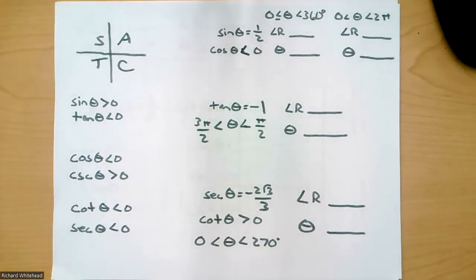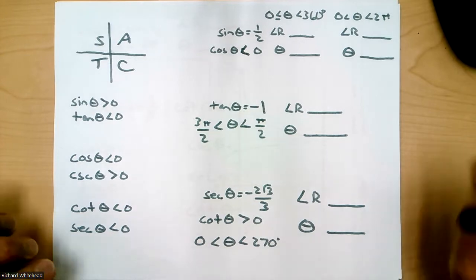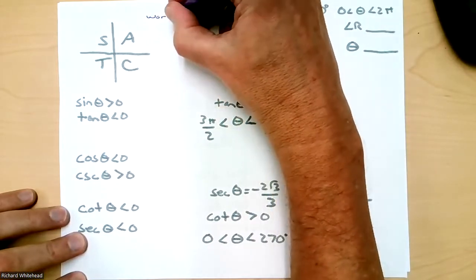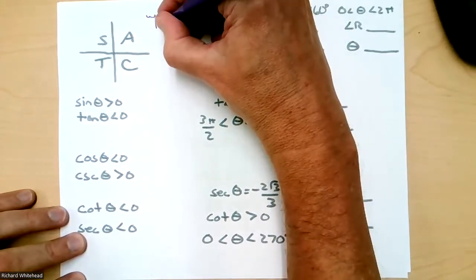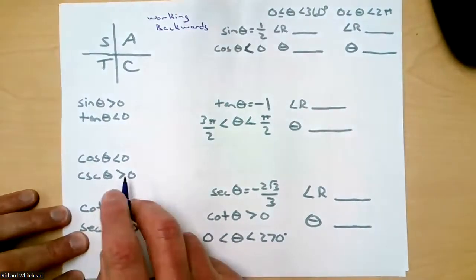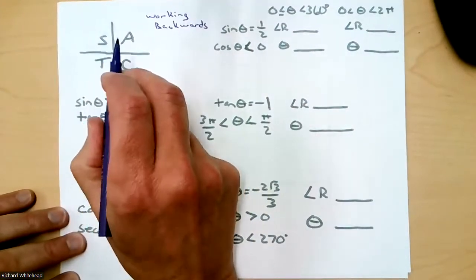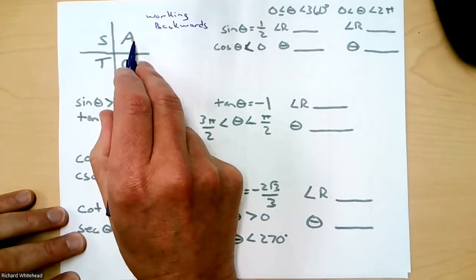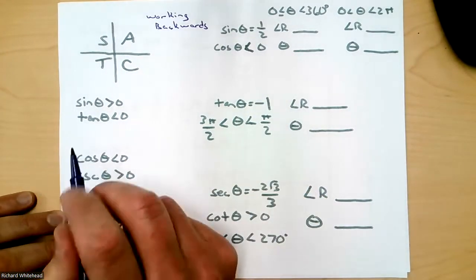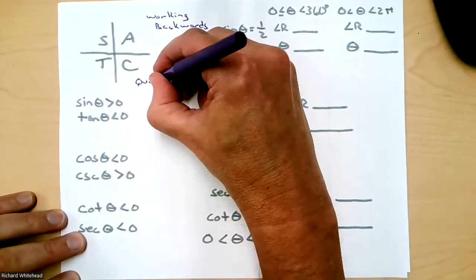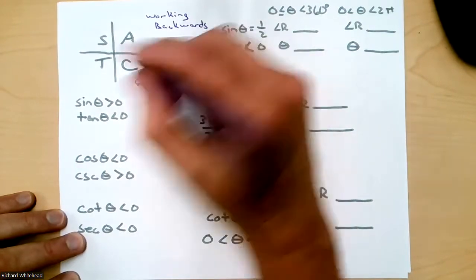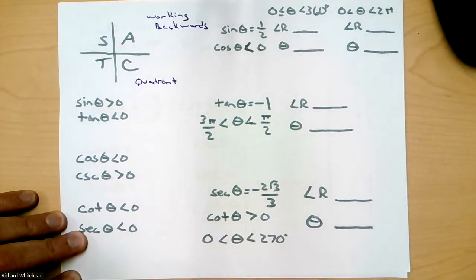Okay, let's talk about the last new material for this unit. This is what we would call the working backwards problems, where we give you some information and we expect you to find all the angles. The key thing to remember is when different things are positive, all seniors take calculus, such as if I said the sine is positive, the tangent's negative, what quadrant or quadrants would that happen in?